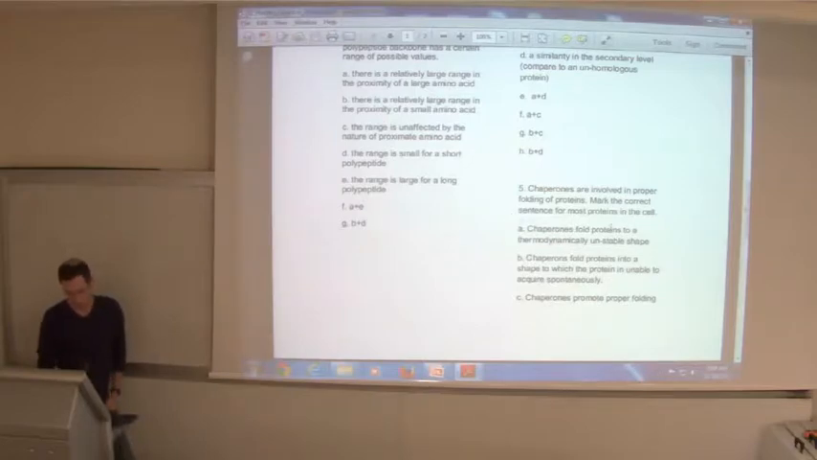So A, chaperones fold proteins to a thermodynamically unstable shape. Right, it's incorrect. They only support the proper folding towards some stable point. It can be a local minima, it doesn't have to be a global minimum. Chaperones fold, so this is incorrect.